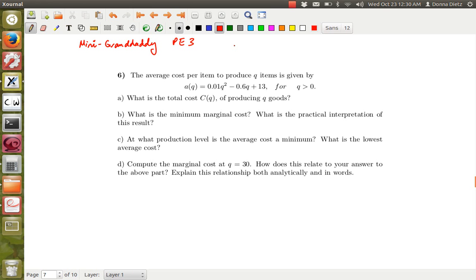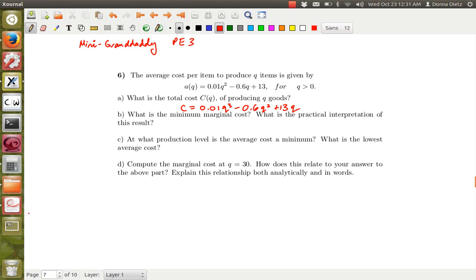What we did in the Granddaddy problem is we had the total cost and we asked for the average cost. We're doing it backwards, so we're multiplying by Q instead of dividing by Q. We have the average cost, but we want the total cost, so you have to multiply by the number of items. You're just going to multiply by Q. You don't have to show any work for this. You just write down the correct answer.